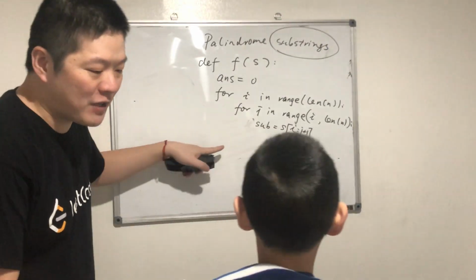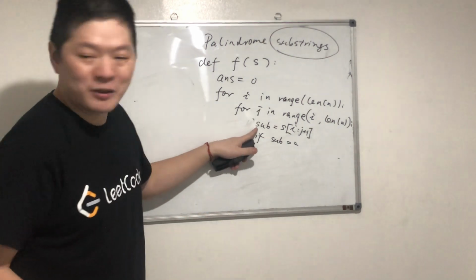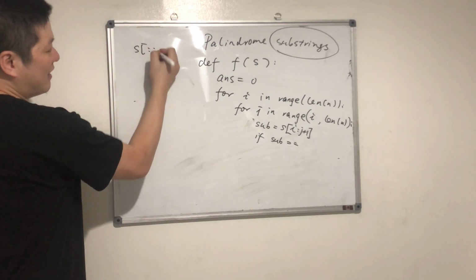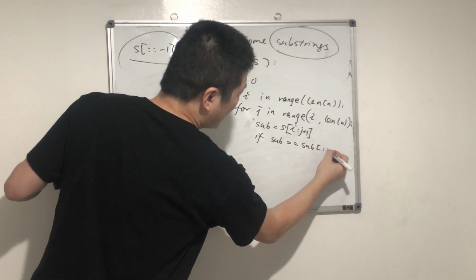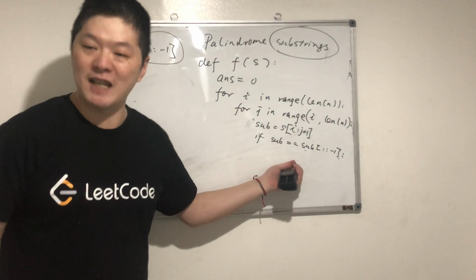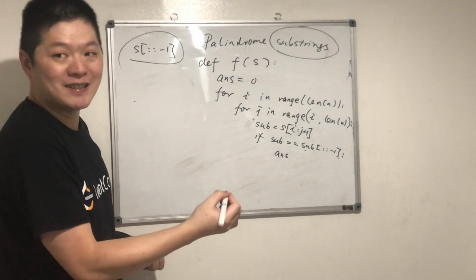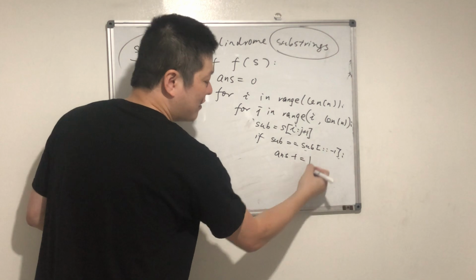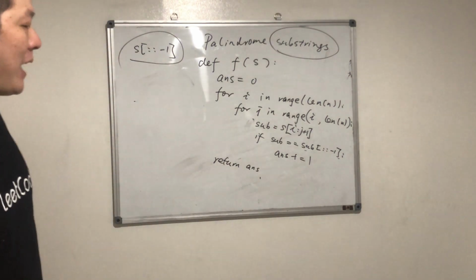And how can we check if it's the reverse? If sub equals its reverse. How do we reverse this? Remember, we're using this syntax: colon -1 means to reverse it. If the reverse version is the same, then we increment the answer, add 1. We're done, and then return the answer.